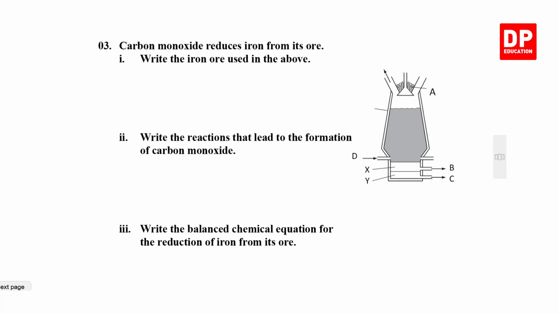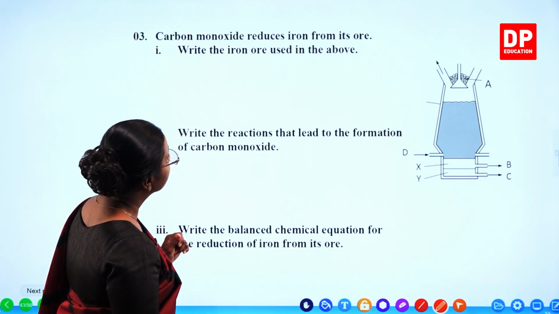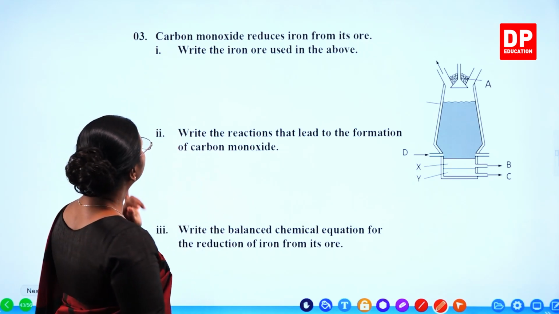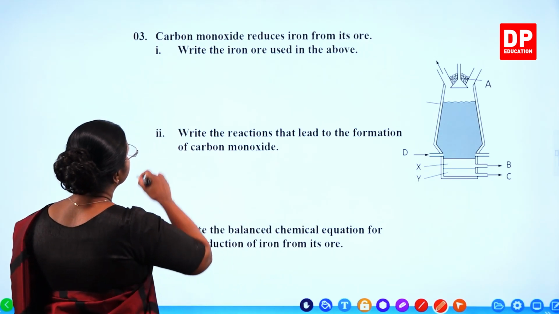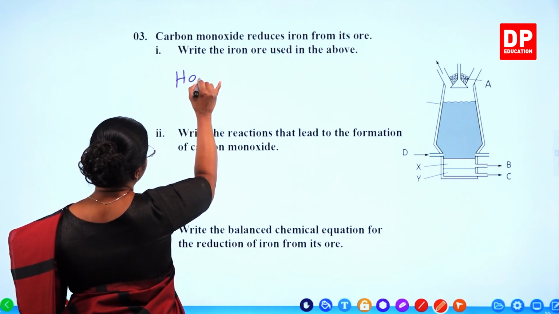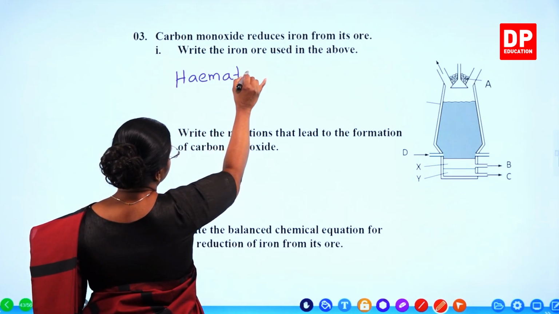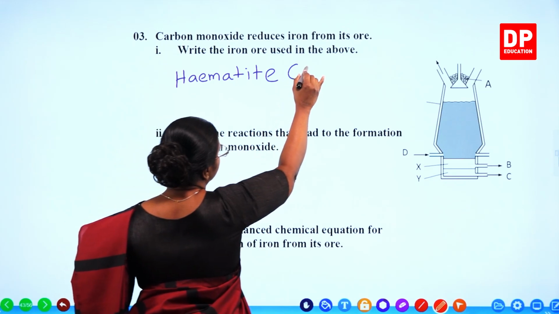Carbon monoxide reduces iron from its ore. Write the iron ore used in the above. We need to write the iron ore that is used in the above, that is hematite. You can remember, students. Hematite. We have answered similar questions before.